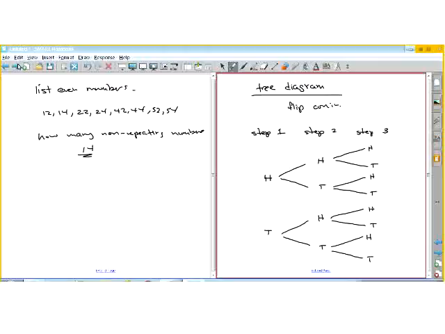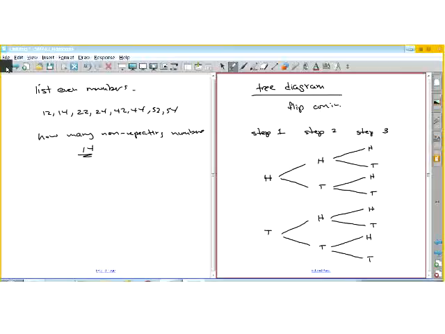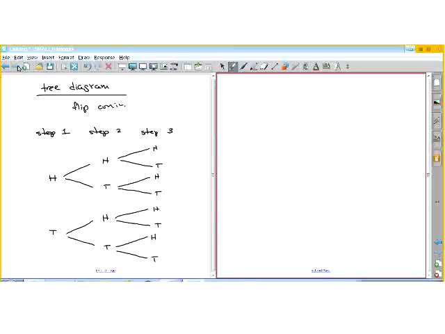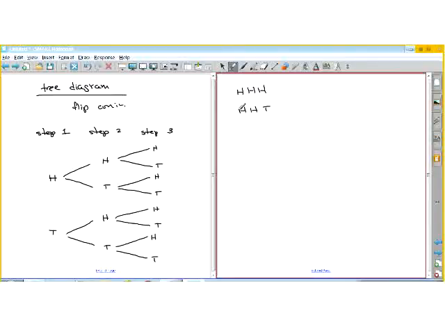And so, to list out the possibilities, instead of making a table, what you do is you just go down each branch. So the top branch here would be heads, heads, heads. The next would be heads, heads, tails. Then we have heads, tails, heads. Then we have heads, tails, tails. So those are the first four, the four with heads being the first choice.